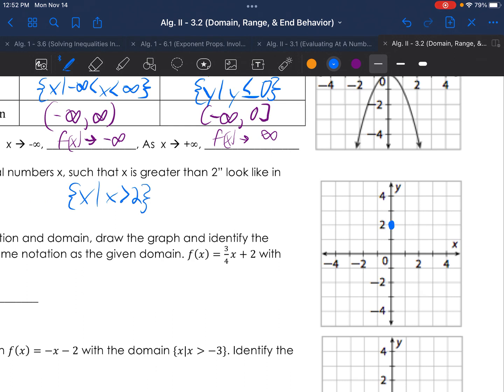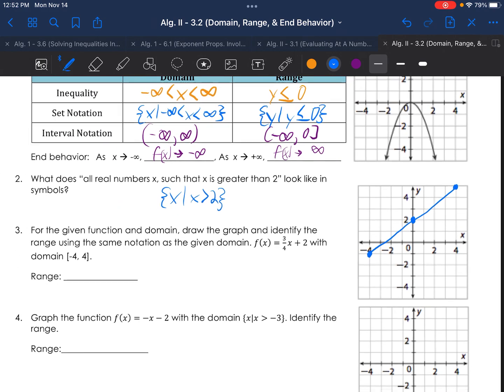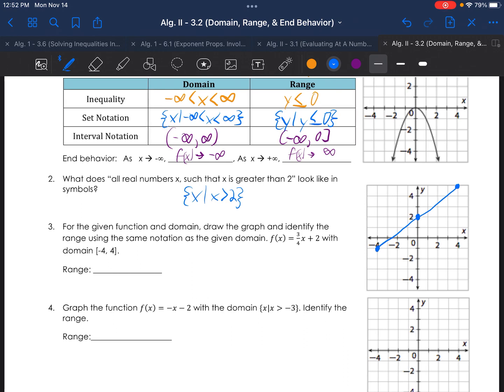So my b is 2, so I begin with 2, and I go up 3, right 4, or down 3, left 4. And once again, I'm not going to put arrows on there because it only wants me to stop there according to my domain. So now we can say, hey, what's my range from this?